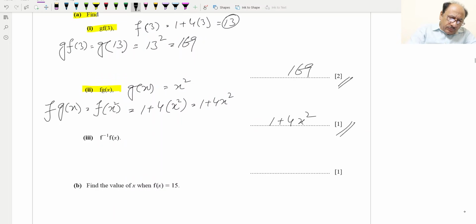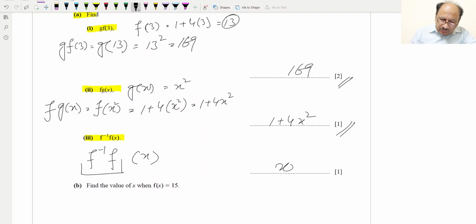Now part 3, this one, and we know that these two functions are inverse of each other. So f inverse of f of x, it means this is equal to x. So the answer will be equal to x. So this is equal to 1. Hopefully you understood this, and this is a 1 mark part which we had done.